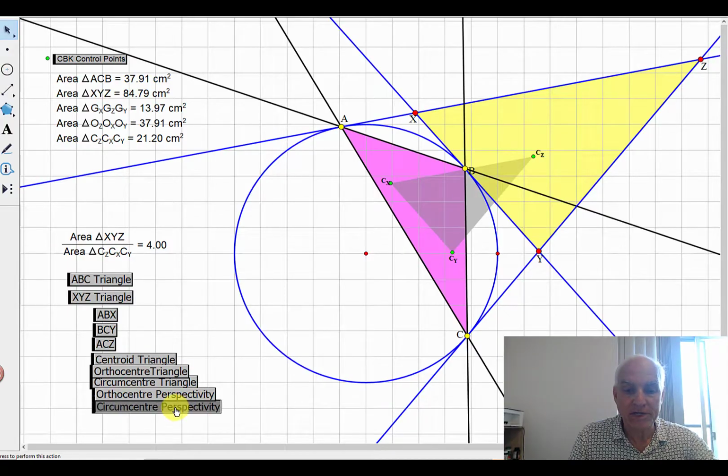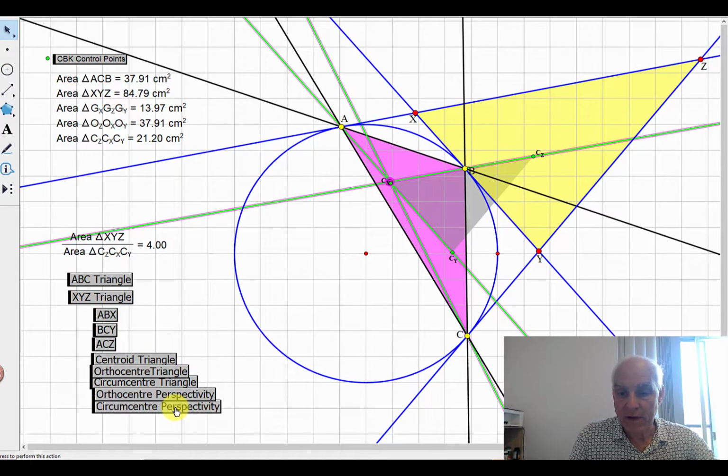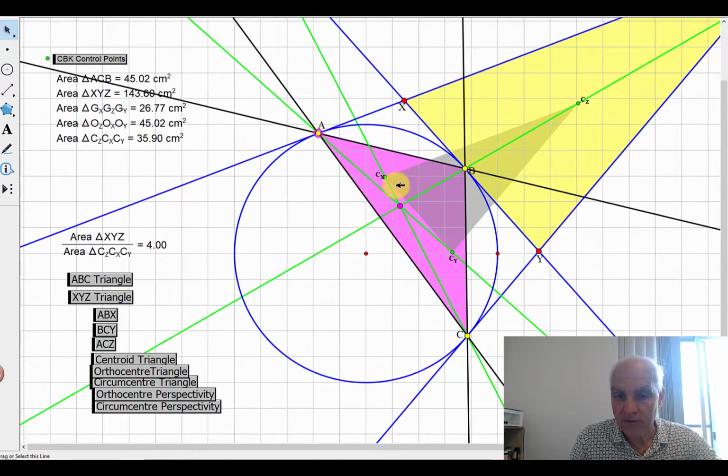And finally, circumcenter perspectivity. If we join C sub x, let's move this around a little bit, here's C sub x, we join that with C. We join C sub y with A. We join C sub z with B. Then these three lines meet at this point. And so we see that these two triangles are also perspective from this point here.